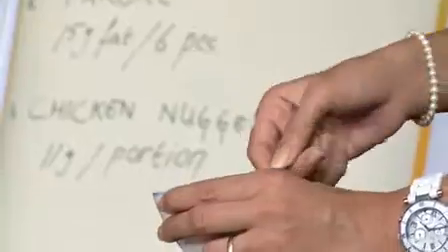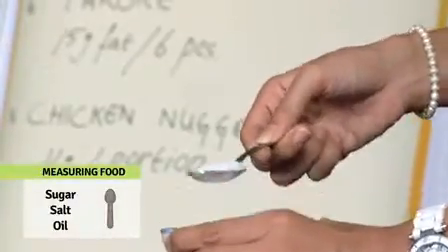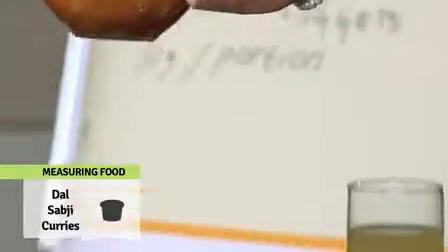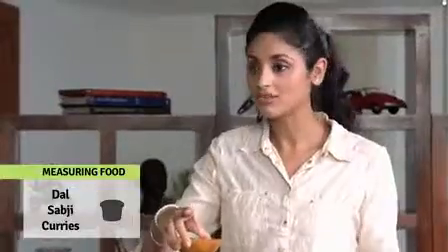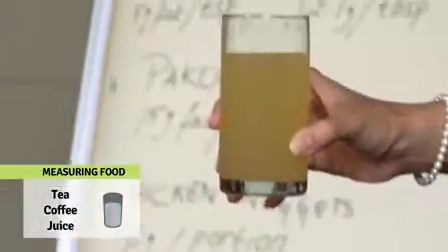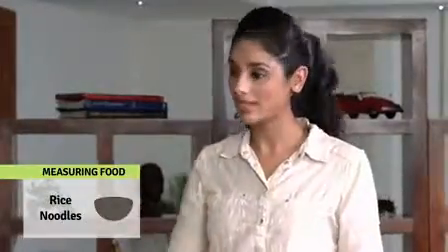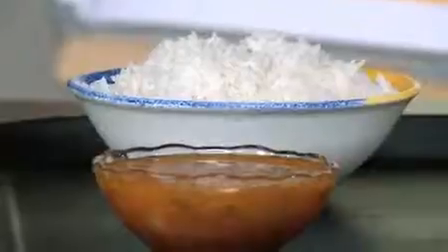You use a spoon to measure things like sugar, salt, ghee or oil. You use a katori to measure curries like dal, chicken curry, kheer or even sabzi. You use a glass to measure your liquids like tea, coffee, juices or even lassi. And for your accompaniments like rice or noodles, you use the bigger bowl. Why don't two of you come here and try this? Sure. Shall we go? Come on.